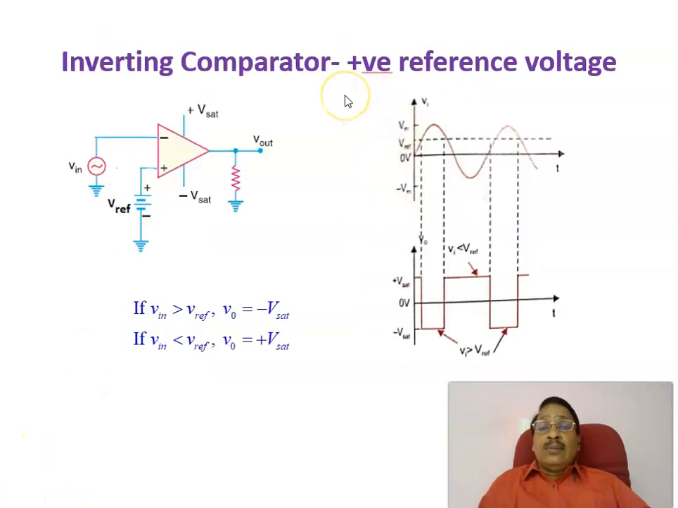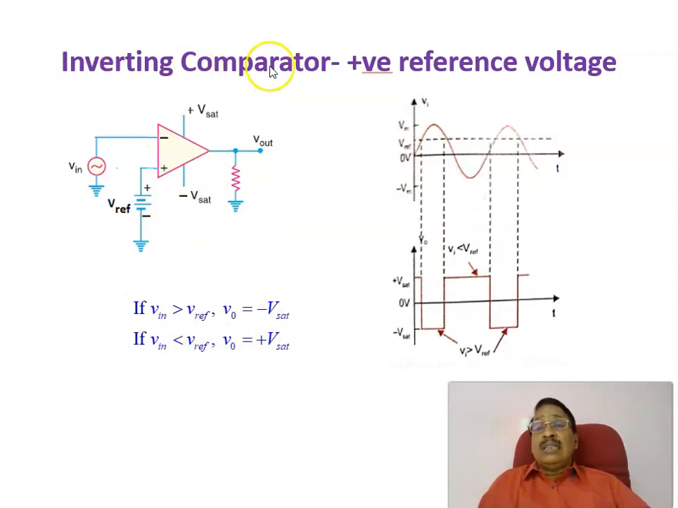Previously, we have seen a non-inverting comparator. In this one, we are going to consider an inverting comparator, in which the input signal is applied to the inverting input. But in this case, we are applying the input signal at the inverting input and the reference signal is applied to the non-inverting input. Here also there are two cases: with a positive reference voltage and with a negative reference voltage. In that case, the rule is just the reverse of the previous one. If input voltage is more than reference voltage, output voltage equals minus Vsat. If input voltage is less than reference voltage, output voltage equals plus Vsat.